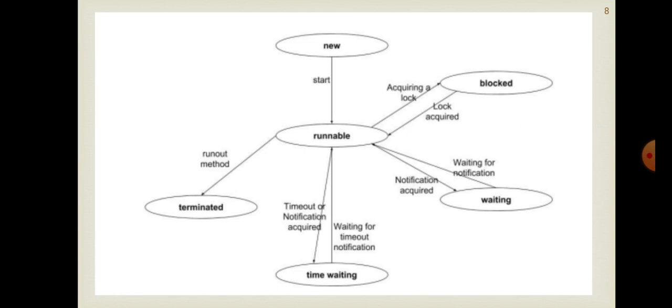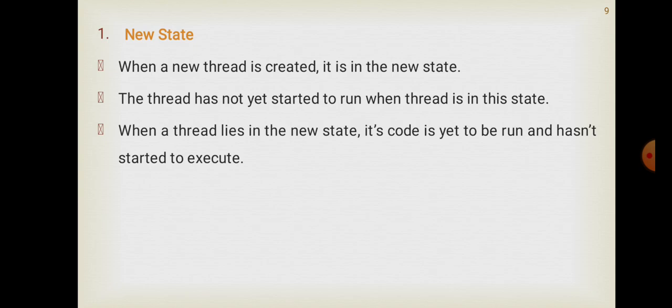First it is in the new state, then when it starts it moves to the runnable state. If it is acquiring a lock, it moves to the blocked state, and after that, when it starts execution, it moves to the runnable state. At the time of waiting it moves to the waiting state. When it gets a notification of execution it moves to the runnable state. Sometimes we have timed waiting, so for a particular period of time it waits in the timed waiting state, and after the timing is over it moves to the runnable state. If the process is completed, it moves to the terminated state.